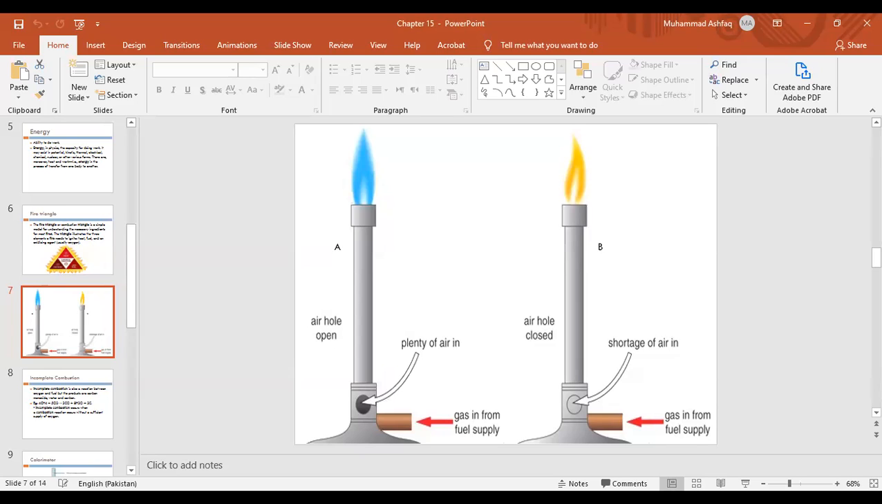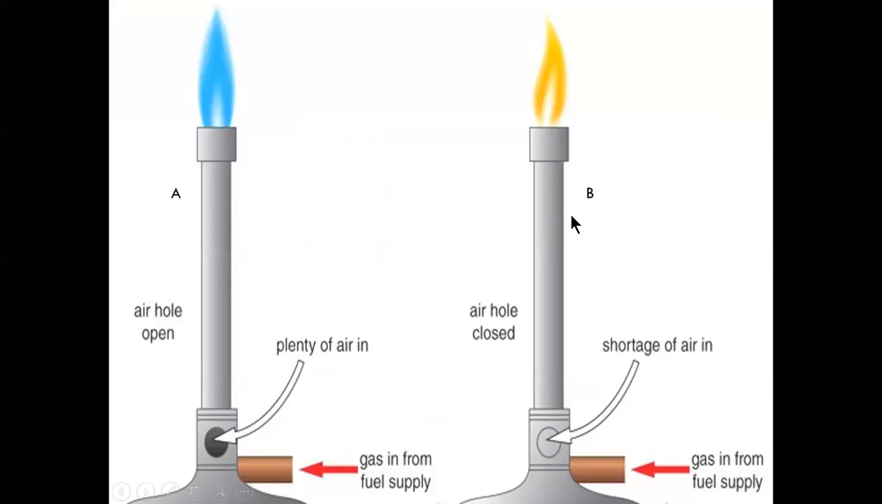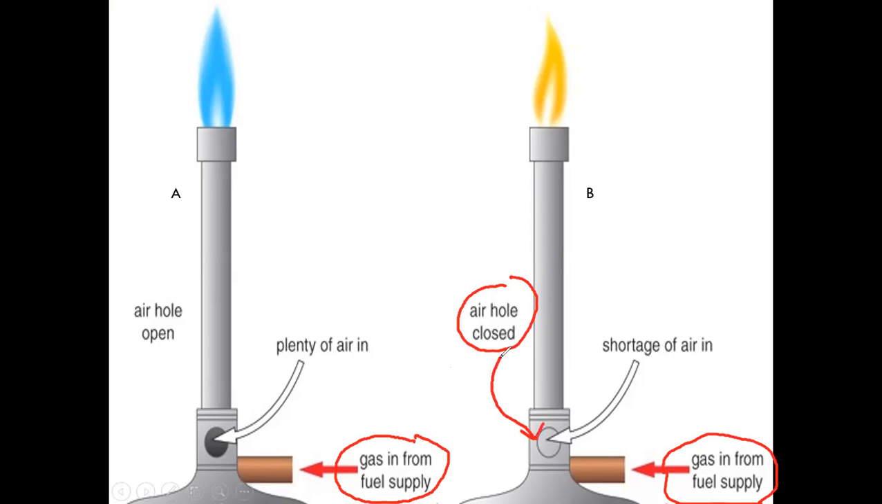So here, everyone can see these two flames, one in front of you in blue color and the second flame in yellowish color. So here A and B both are mentioned. So the first thing is, what is the difference between them? Both are the same. We have given both of them gas as a fuel. Here we also are going to give fuel to this one. Here we have the air hole closed. But if you see here, plenty of air is going in from here, and in the Bunsen burner the air hole is open. Here the hole is closed, and here the air moves easily.